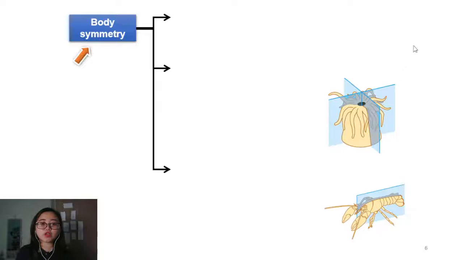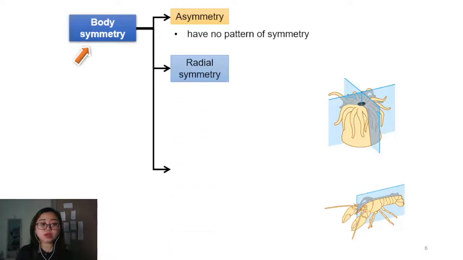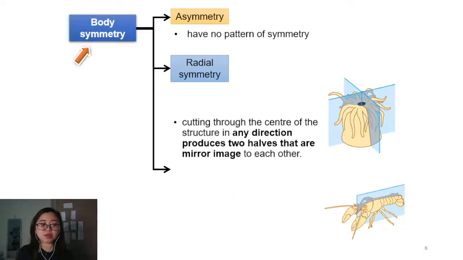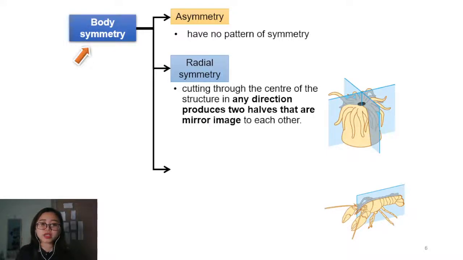Now let's have a look at each of these criteria in more detail. First, we'll have a look at body symmetry. When we talk about body symmetry, is it asymmetrical, which has no pattern of symmetry, or is it radially symmetrical? If an organism is radially symmetrical, cutting through the center of the structure in any direction will produce two halves that are mirror images of each other. Contohnya, kalau kita potong sea anemone dari mana-mana arah pun dia akan bentuk mirror image.